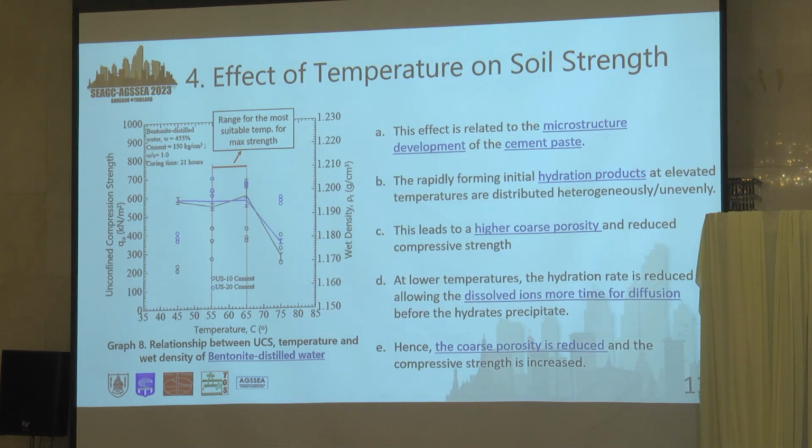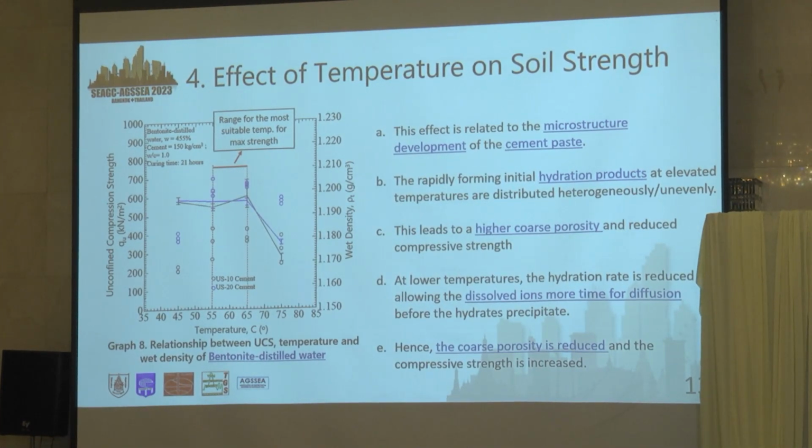The rapidly forming initial hydration product at elevated temperature, 75, is distributed heterogeneously, giving an uneven structure. This leads to higher coarse porosity and reduced compressive strength. Meanwhile, at the lower temperature of 55, the hydration rate is reduced, allowing the dissolved iron more time for diffusion before the hydration precipitate. Hence, the coarse porosity is reduced and the compressive strength is increased. So for bentonite, this might be the range for maximum strength for the soil improved with the cement.